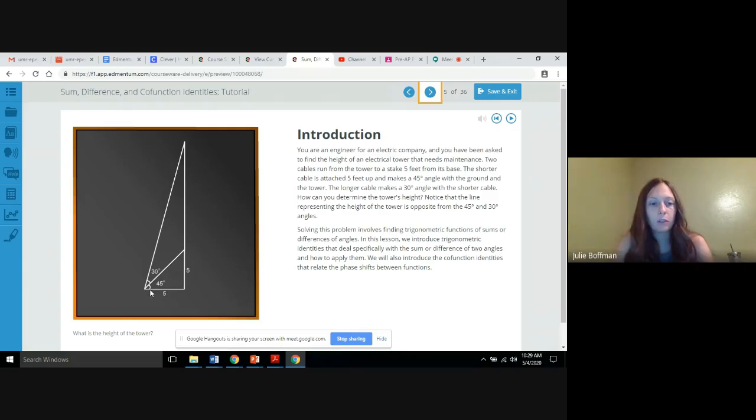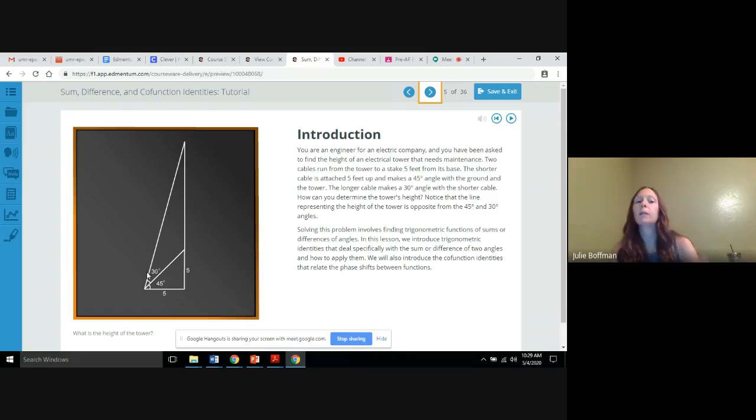So if you think about it, just to get our brains going, 45 degrees is this lower angle, 30 degrees is the top angle. So if we want to know the height of this whole big triangle, what's the angle opposite of this height? For the big triangle, you'd have to add these together. So 30 plus 45 would give you 75, and that's the angle for the big triangle.